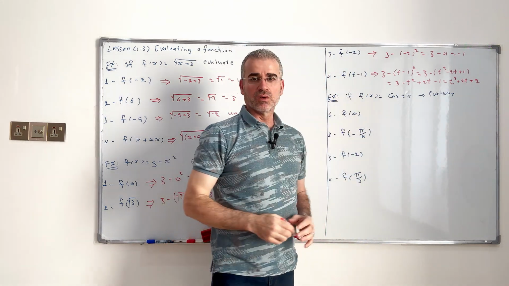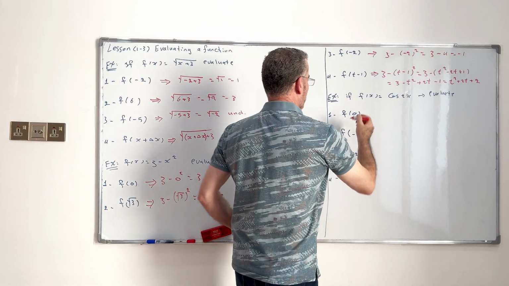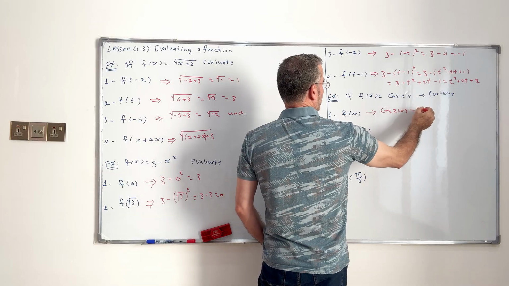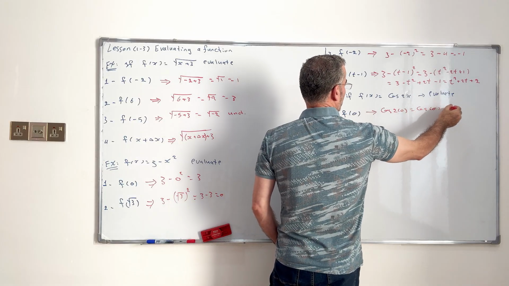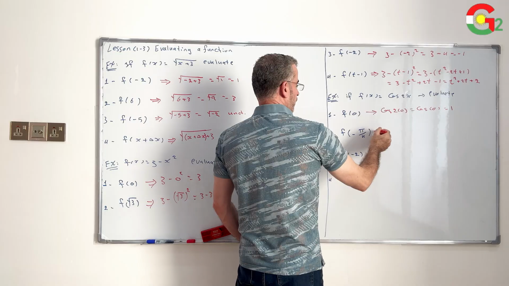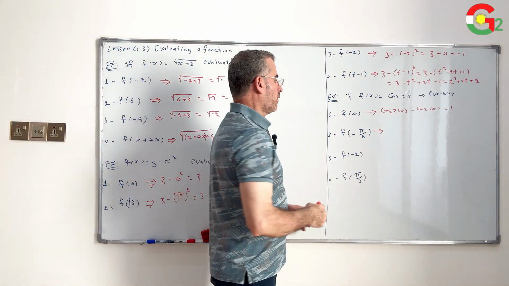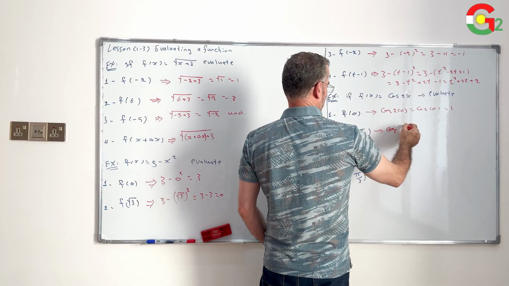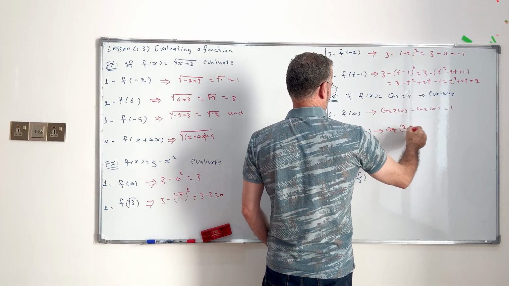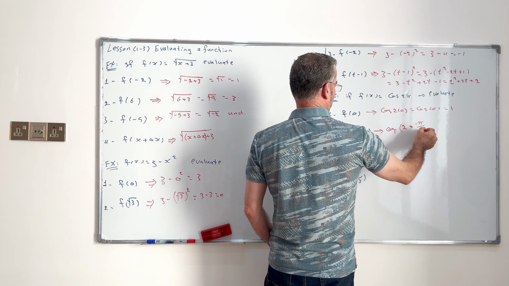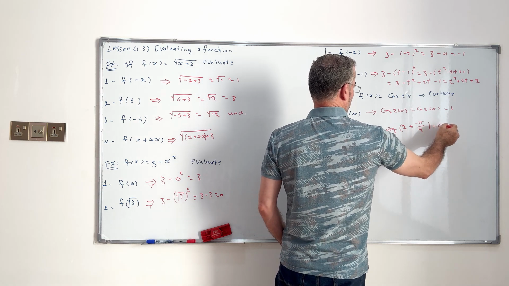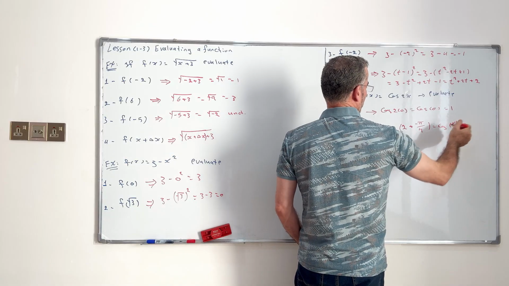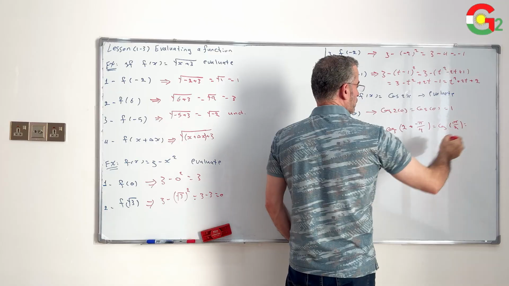Example: if f of x equals cosine 2x, evaluate f of 0. F of 0 is cosine 2 times 0, equal to cosine 0, equal 1. F of negative pi over 4 equal to cosine 2 times negative pi over 4, equal to cosine negative pi over 2, equal to 0.